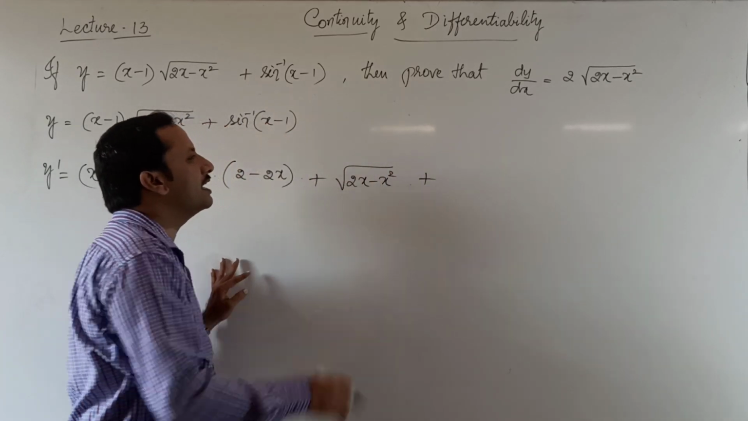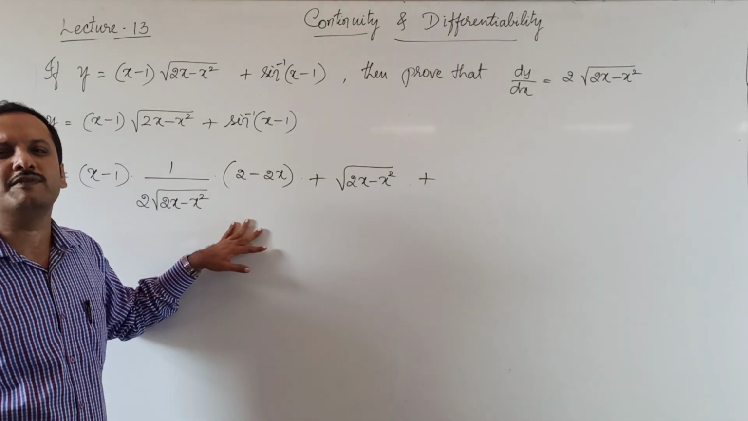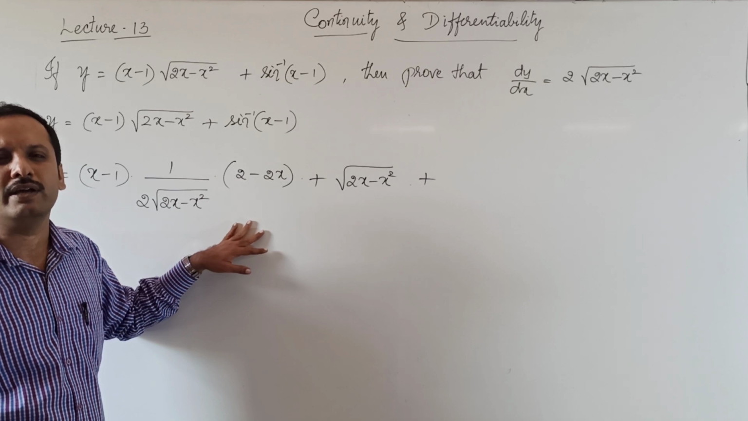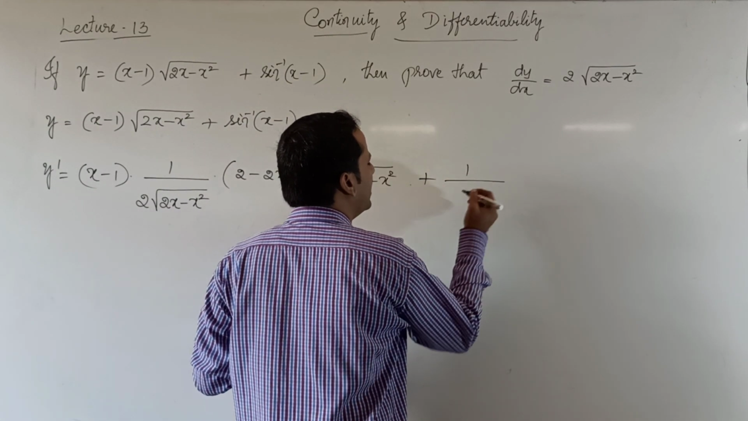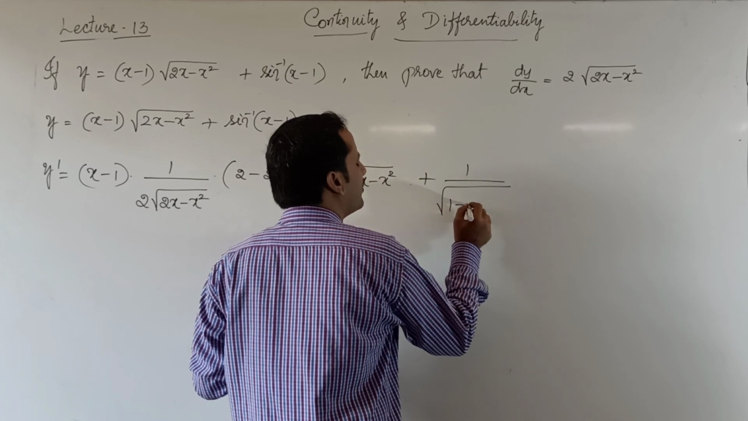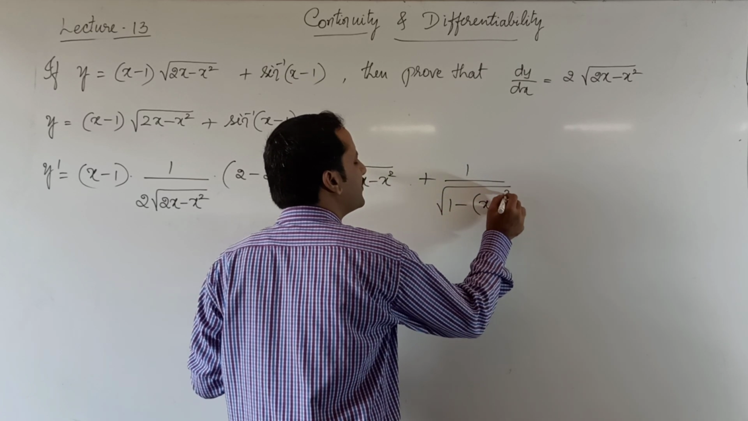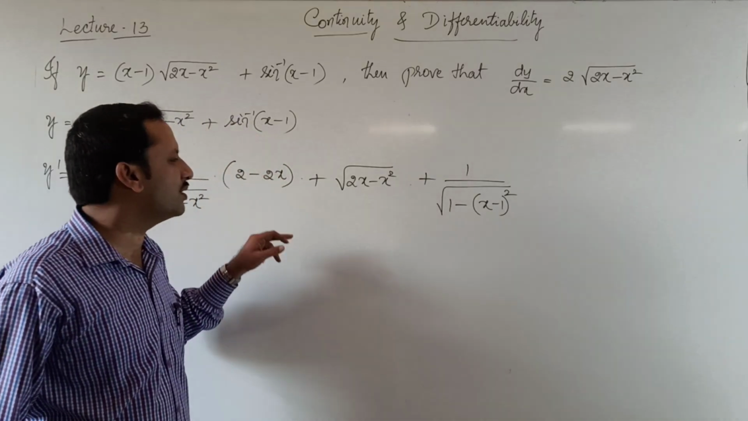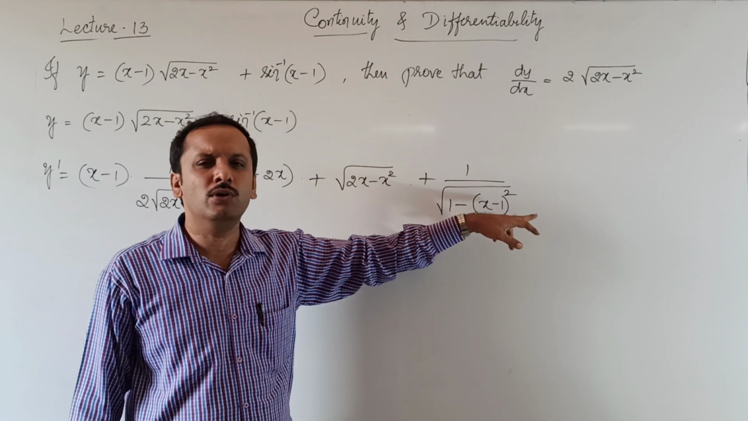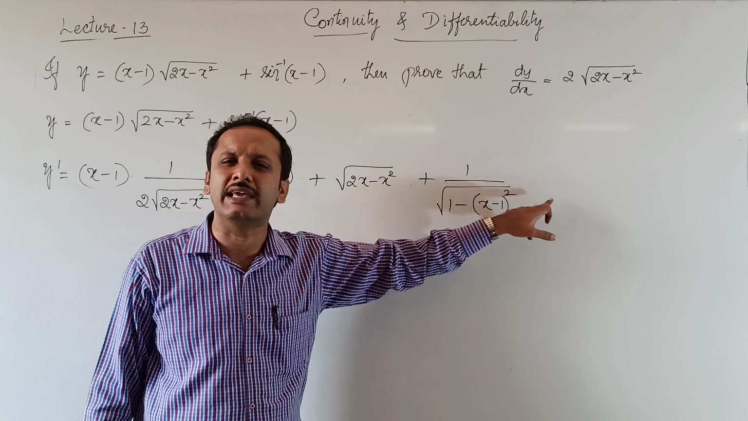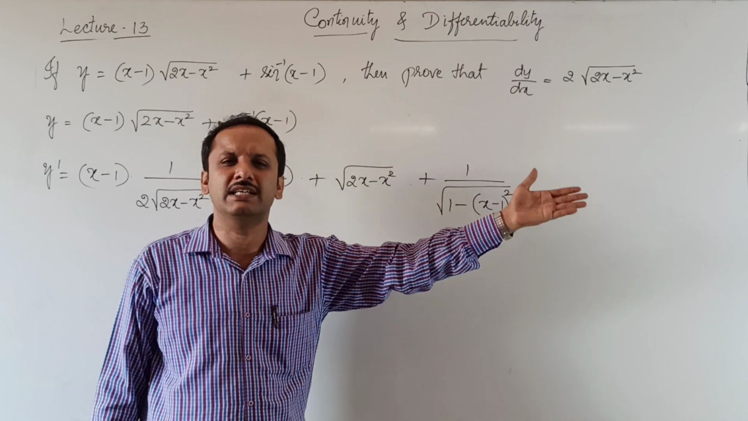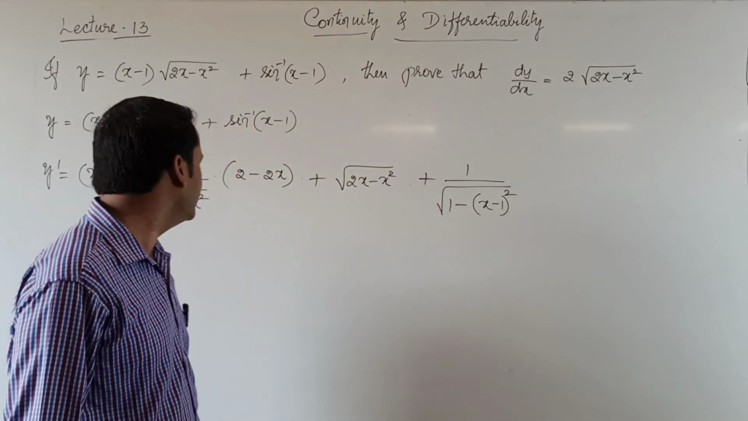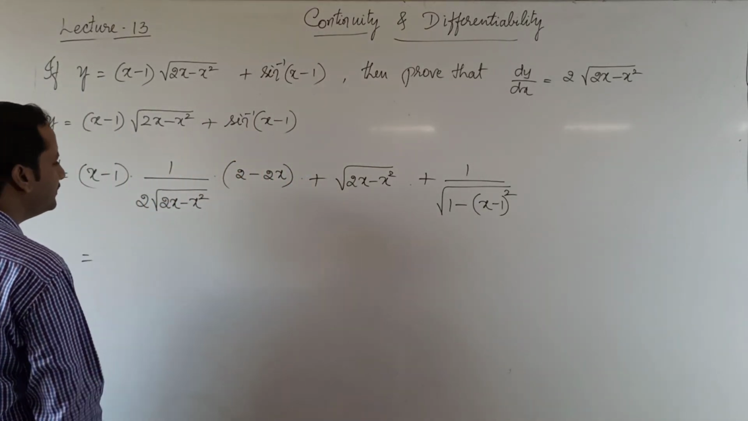Plus, now the derivative of sin inverse of x minus 1. Derivative of sin inverse x is 1 by root of 1 minus x square. So the derivative of sin inverse of x minus 1 will be 1 by root of 1 minus x minus 1 whole square, into the derivative of x minus 1. Derivative of x minus 1 is 1 minus 0, which is 1, so we don't write it. Okay, that's equal to.